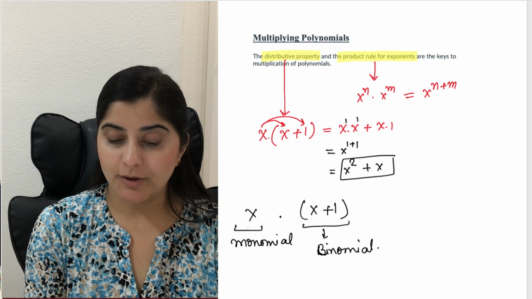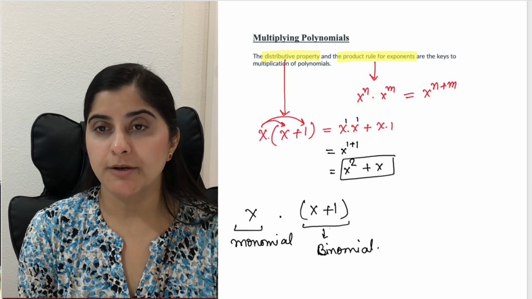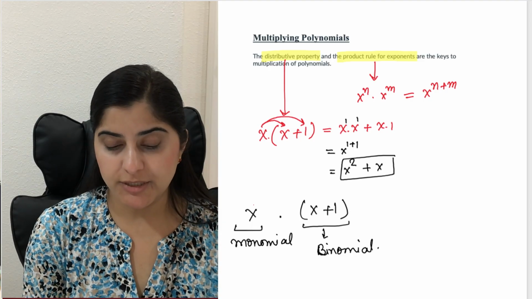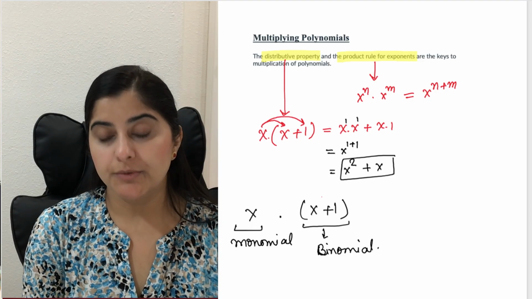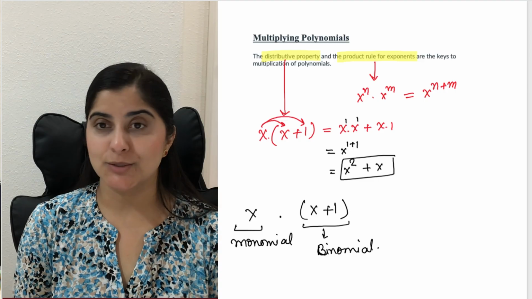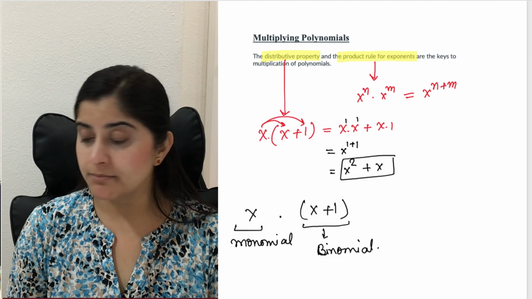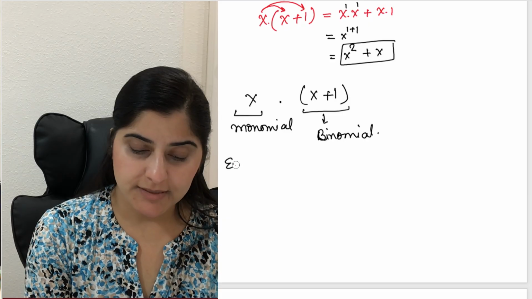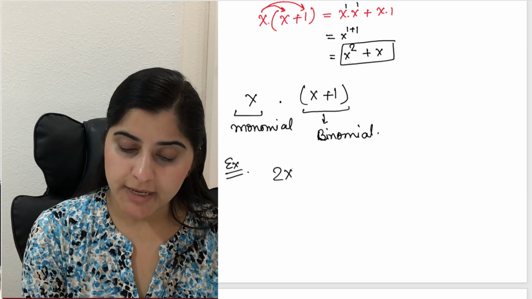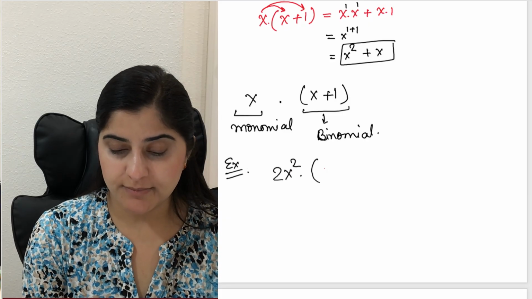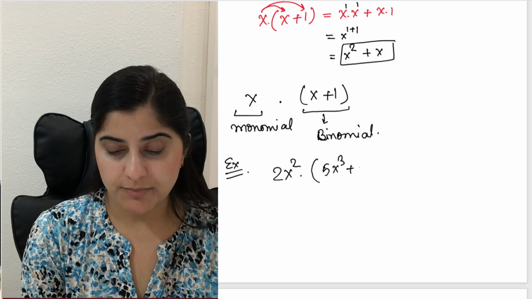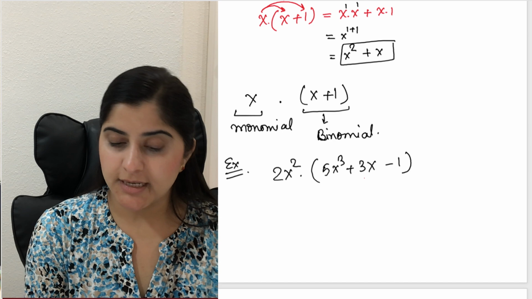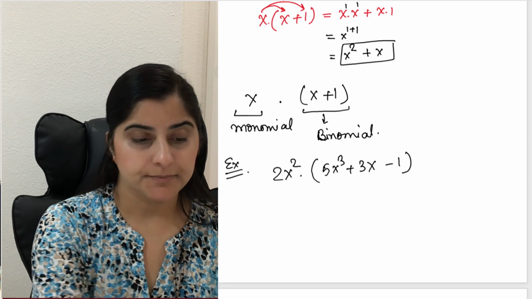So when it is a monomial times a binomial, or a monomial times any polynomial, we just use the distributive property, and this is called the multiplication of polynomials. So let's do one more example. 2x squared times 5x cubed plus 3x minus 1. So this is a monomial times a polynomial.